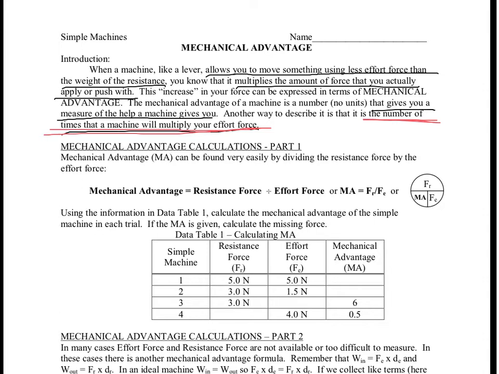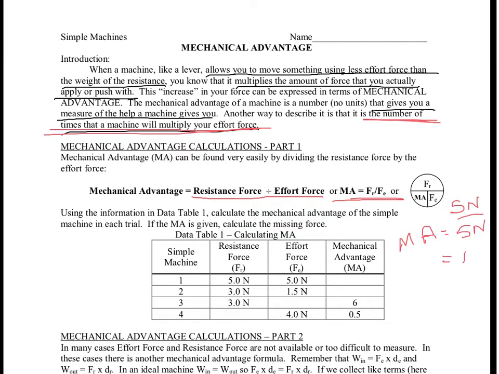So one formula we can use for mechanical advantage is the resistance force divided by the effort force. Here's the equation: Fr is your resistance force, Fe is your effort force. So using the information in the data table, calculate the mechanical advantage of a simple machine in each trial. The mechanical advantage is given. Calculate the missing force. So to find mechanical advantage, when our resistance force is 5 newtons, mechanical advantage equals a resistance force of 5 newtons divided by an effort force of 5 newtons.